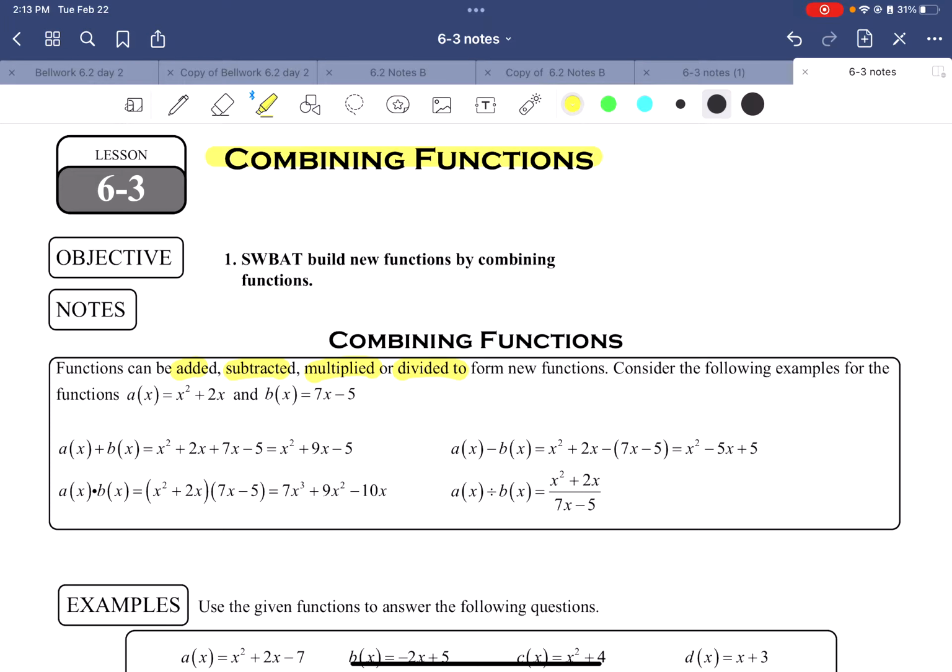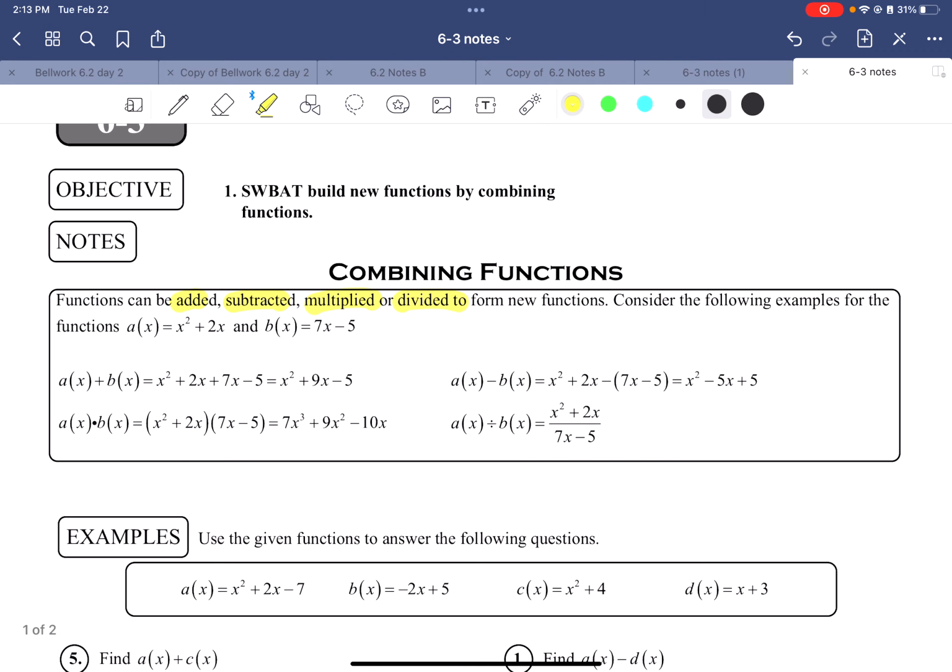You could do it with any form, but the algebra gets a little bit more complicated, so we are going to stick with linear and quadratic equations for what we're going to combine. All right, so in the notes here, there are some examples. Let's say you had one function, we'll call it function A, and it is x squared plus 2x. And another function, we can call it function B, that is 7x minus 5.